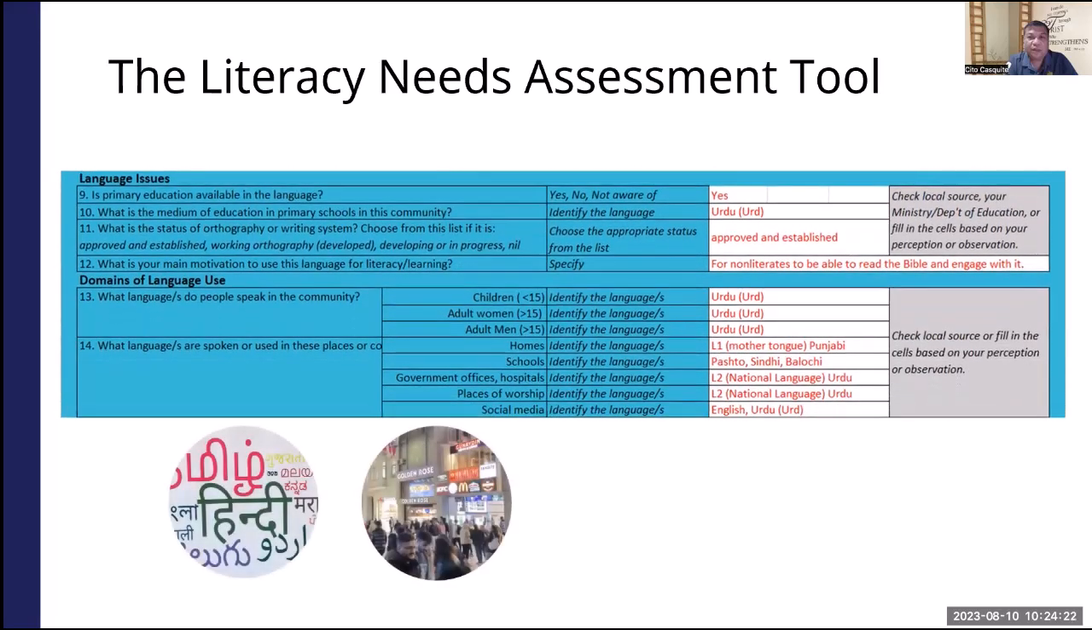And for the language issues and domains of language use, these are the information they have gathered. Urdu may be a second language for some of the learners in the literacy project. And so another kind of intervention should be needed for that particular audience. So this is how the literacy needs assessment tool has been helpful to the Pakistan Bible Society, which is actually implementing a literacy project in the national language.